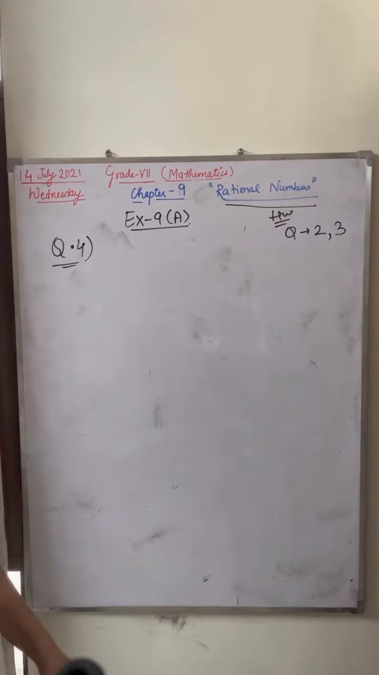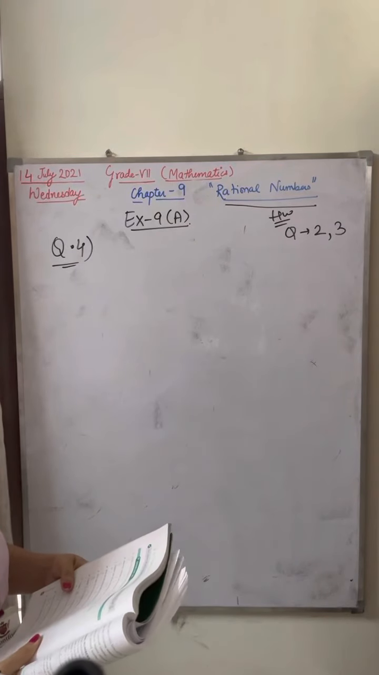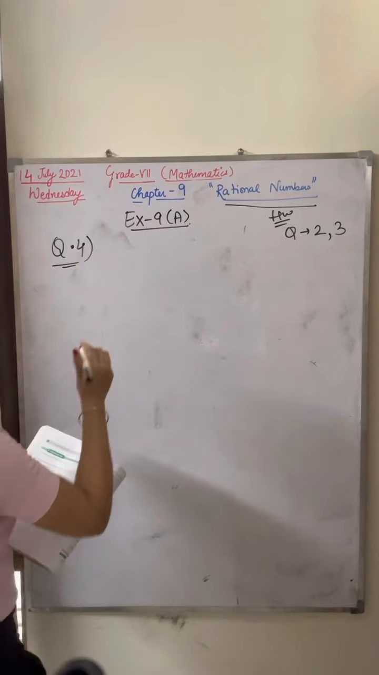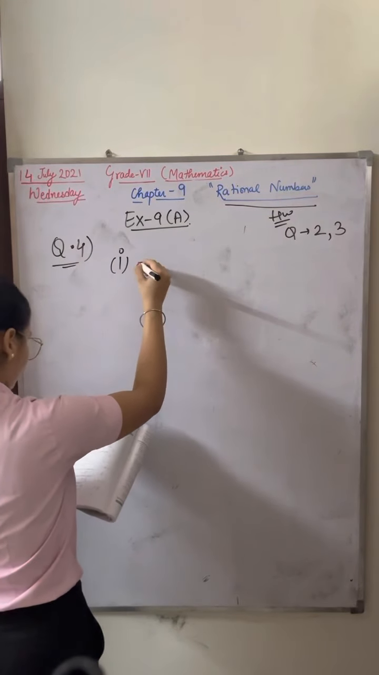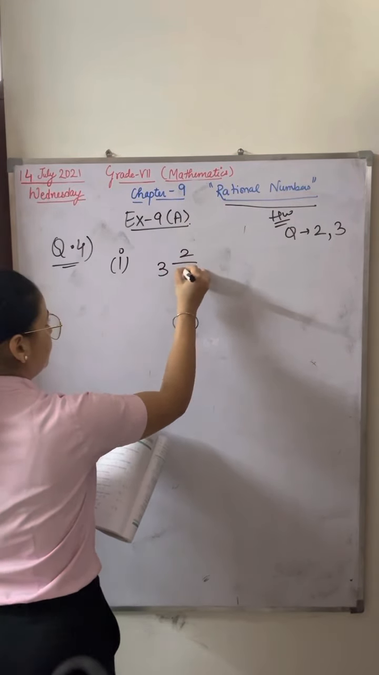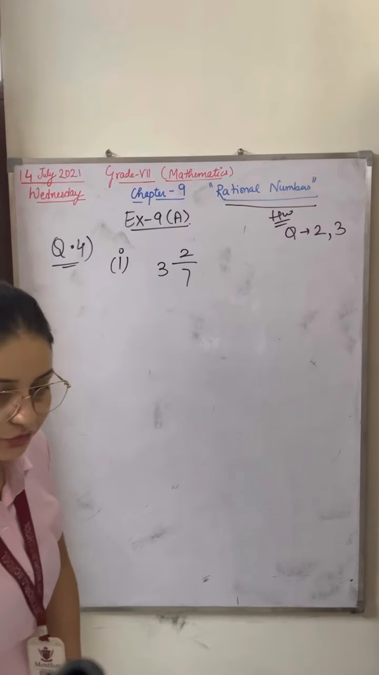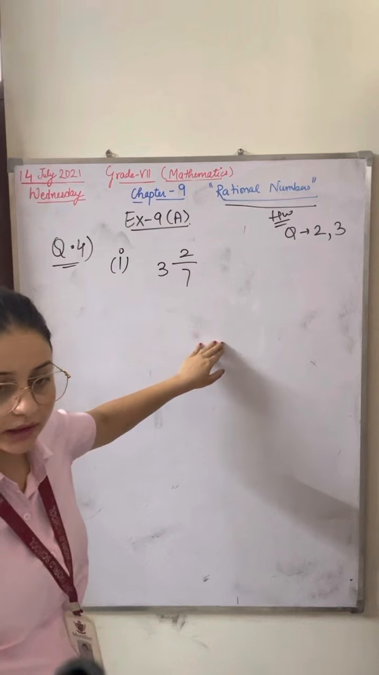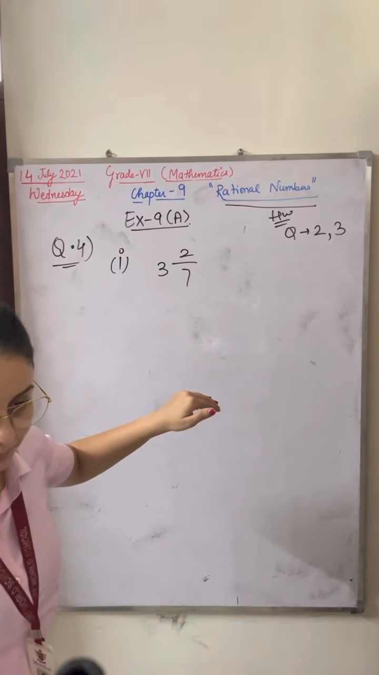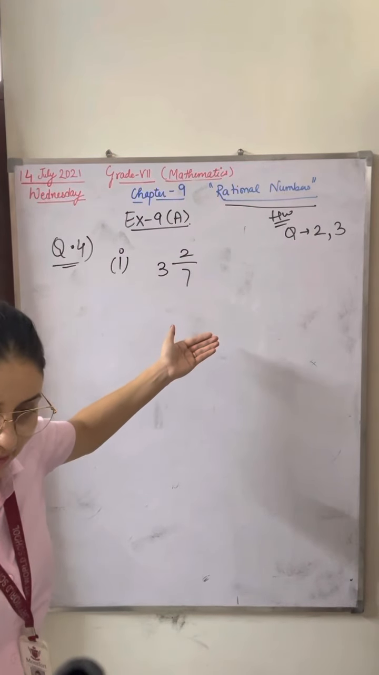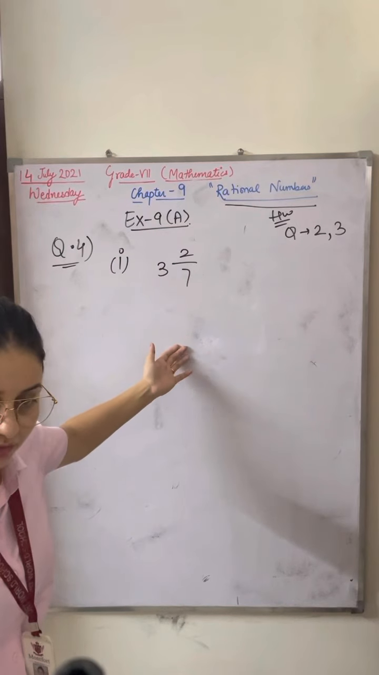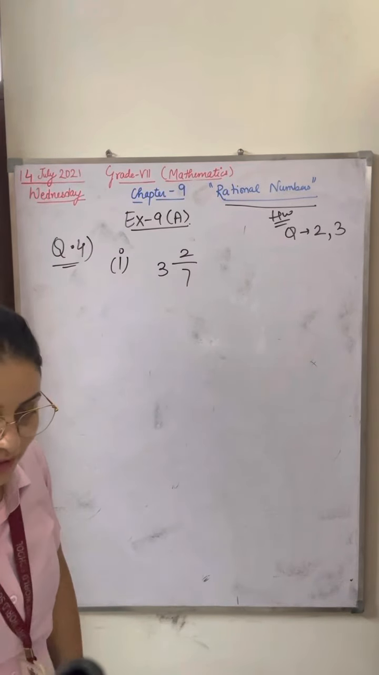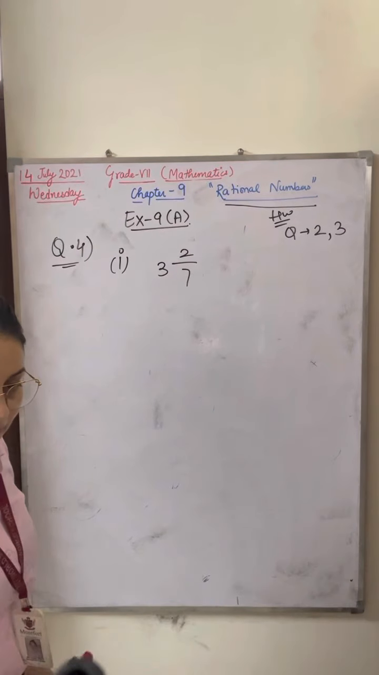Question fourth is: write the following numbers in the form of p by q. That's it, p by q. The question is given to you in this form: 3 and 2 by 7. The question is given in the form of a mixed fraction. You have to make it into a simple fraction. So how can we compute this? If the question is given in a mixed fraction, how can we make it a simple fraction? Can you tell me?